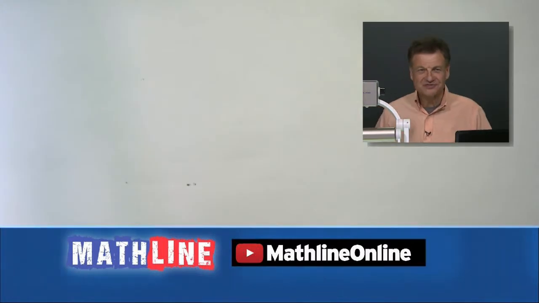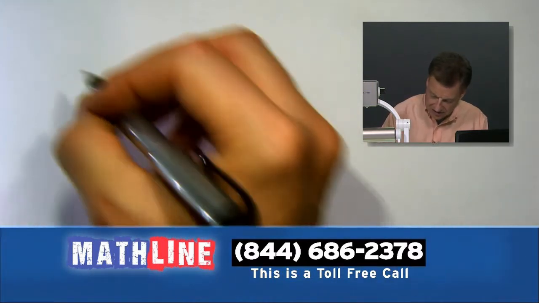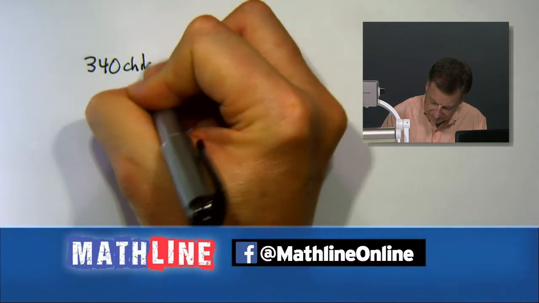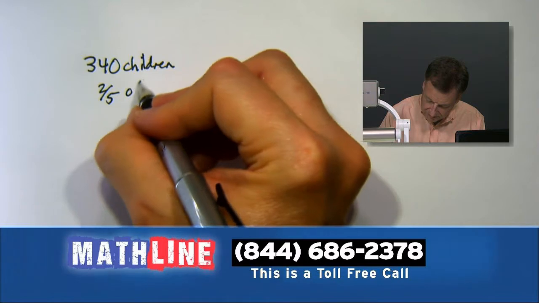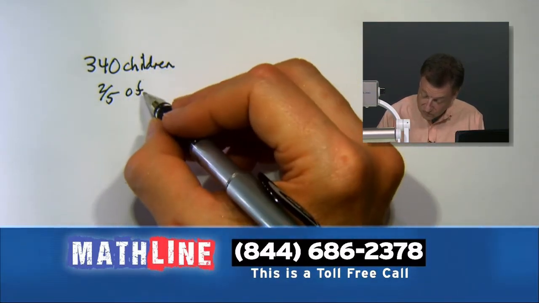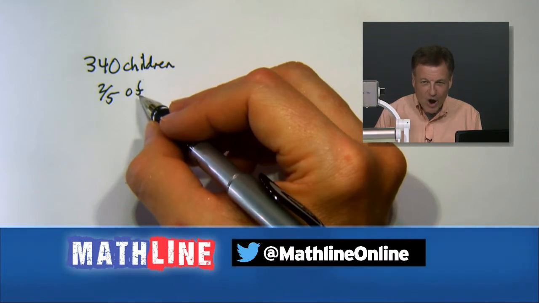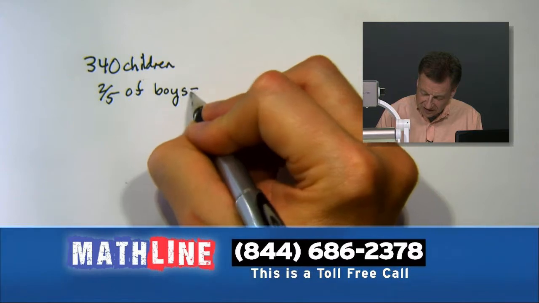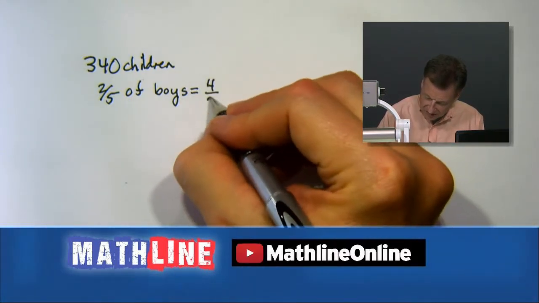There are 340 children at a park. I'm sorry. Go back and start over again. There are 340 children at a park. Okay, got it. 2/5 of the boys is equal to 4/7 of the girls. How many girls and how many boys are there at the park? Oh, my goodness. Okay, so 2/5 of the boys equals, what did you say, 4/7 of the girls?